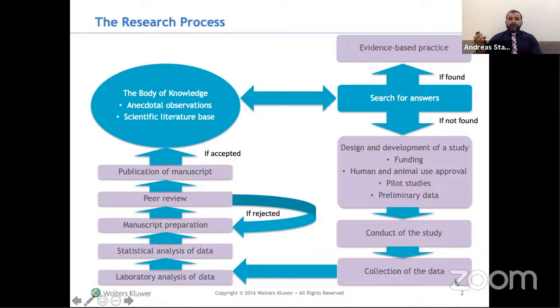So first, we move to the left and we see, what do we know? Has somebody already answered that question about heat training and hyperglycemia in older adults? Oh, it has been answered. Cool. Then I take that and I practice. You see, evidence-based practice. I practice based on the evidence, which is the ultimate goal, evidence-based practice. Now, if it hasn't been answered, then instead of moving up, I'm going downward. So from search for answers, I'm going downward.